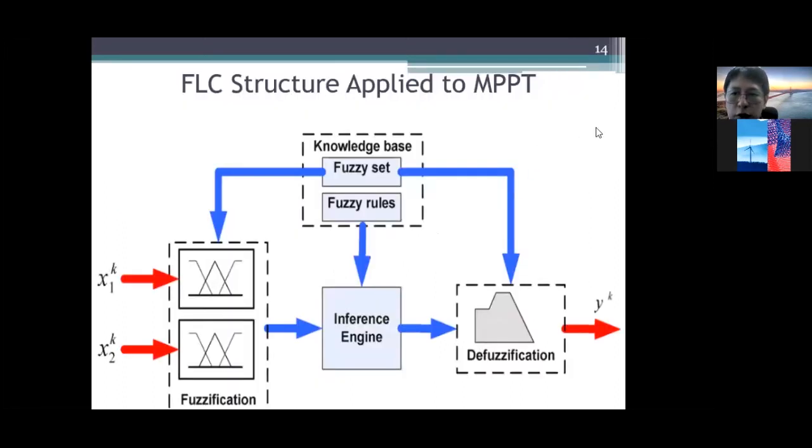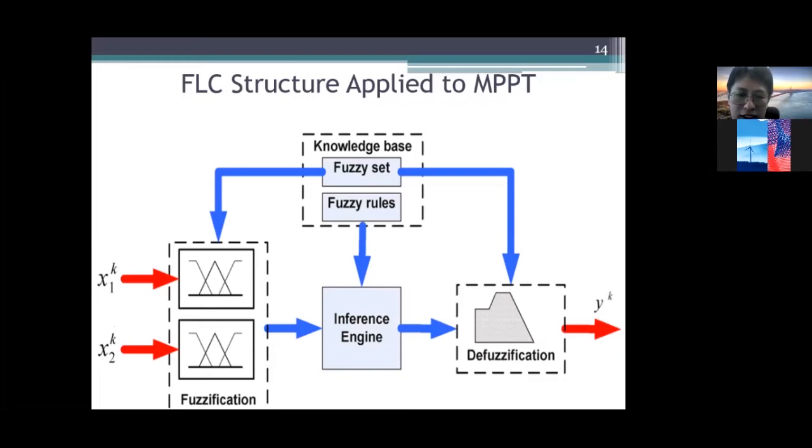And when we try to apply fuzzy logic to maximum power point tracking, this is the overall picture. First we need two inputs, the error and the change of error. This input will be fuzzified by fuzzy logic before it proceeds to the inference engine, and then it will be defuzzified later on. But do take note that the fuzzy logic also comprises some fuzzy rules, or what we call the fuzzy sets.